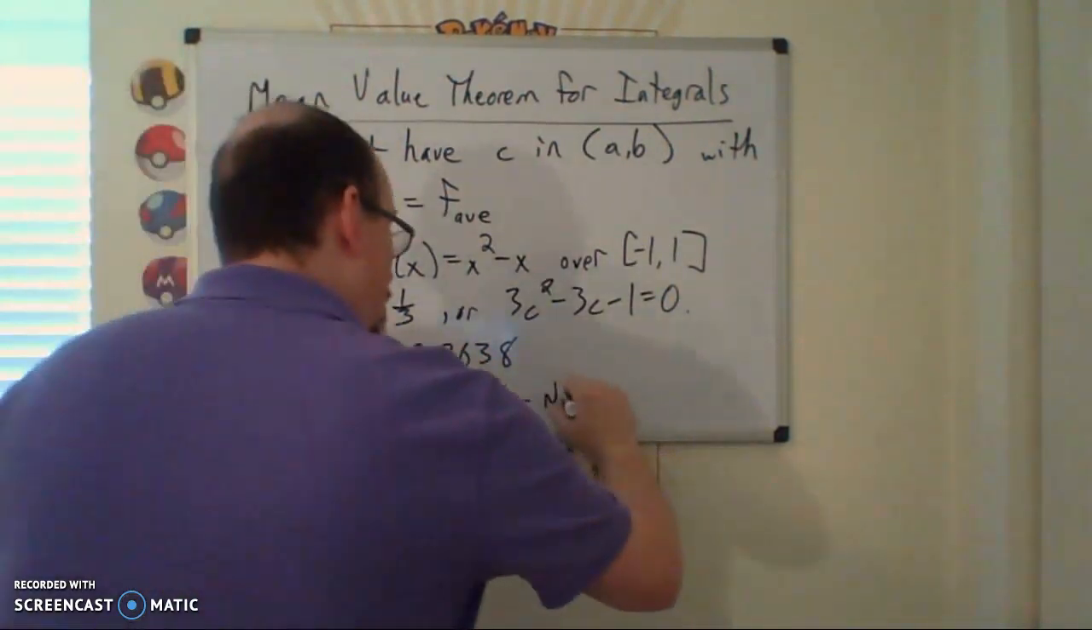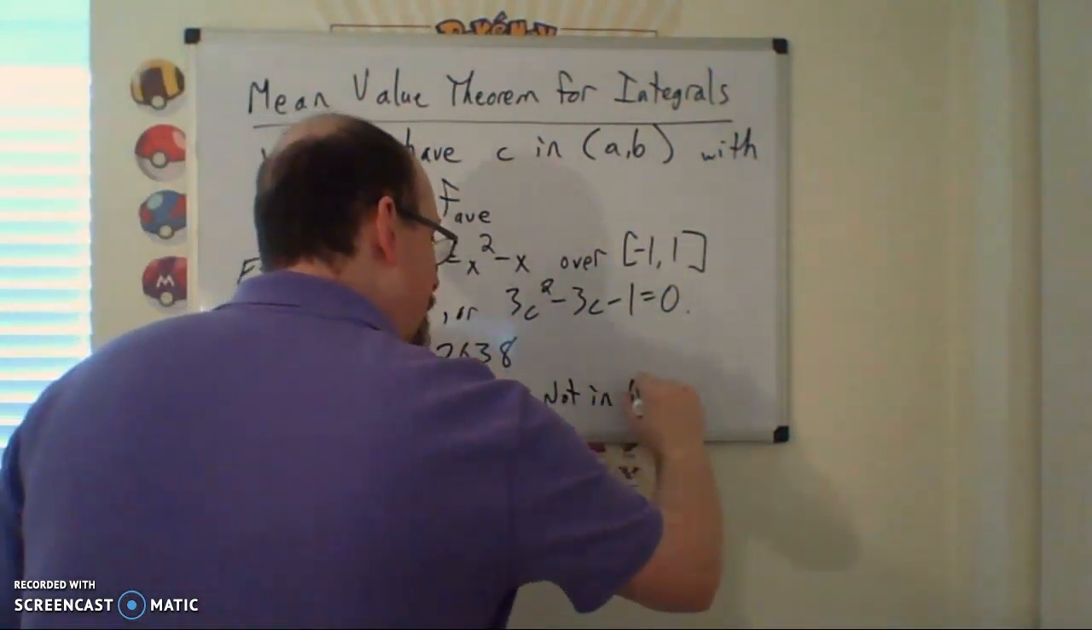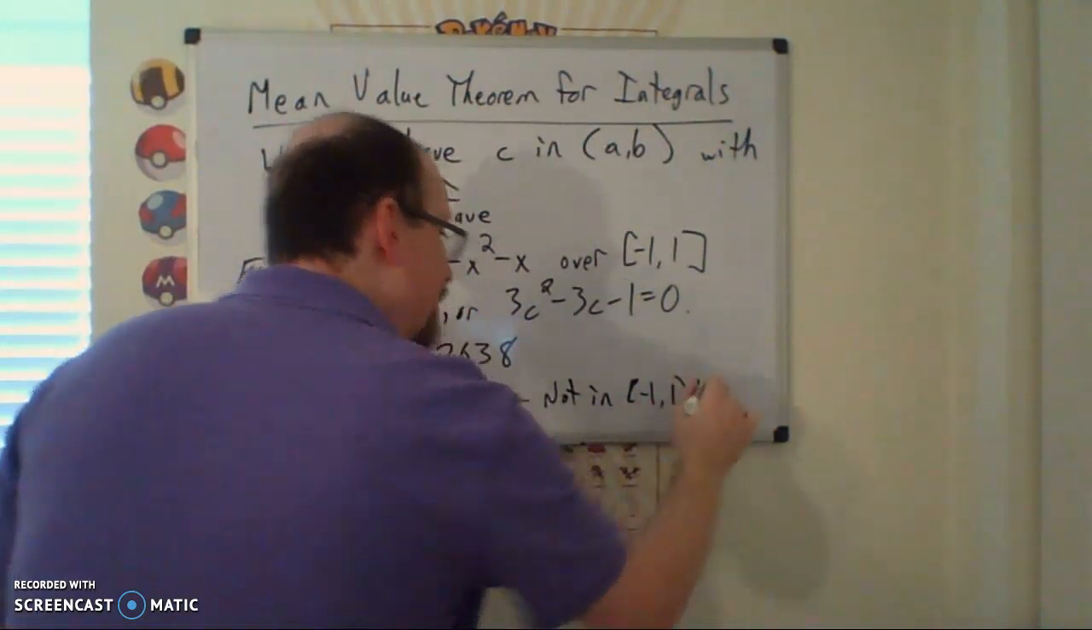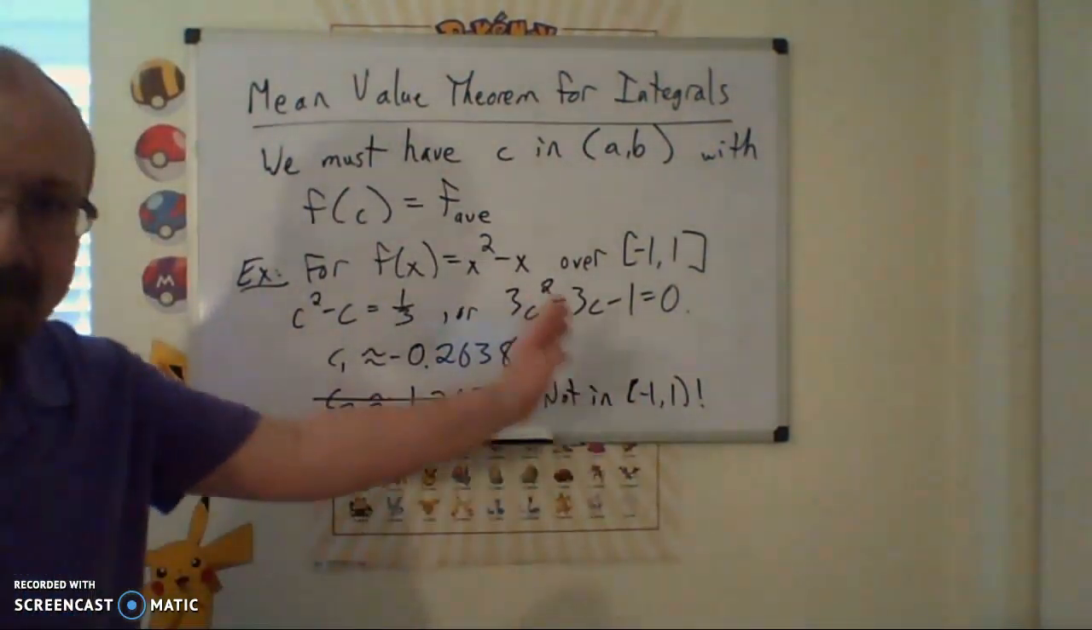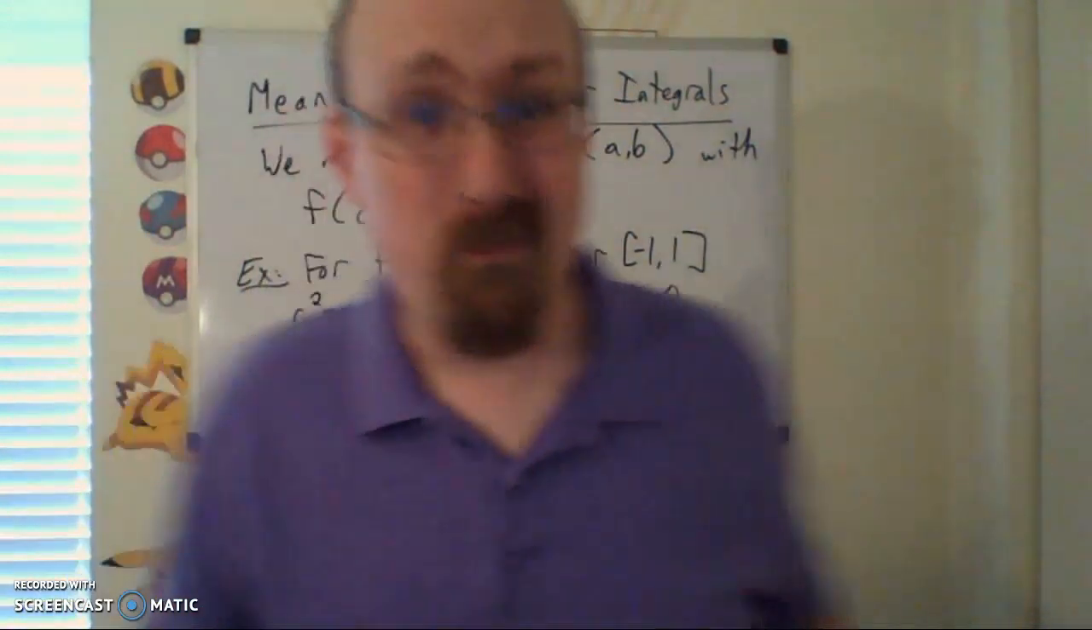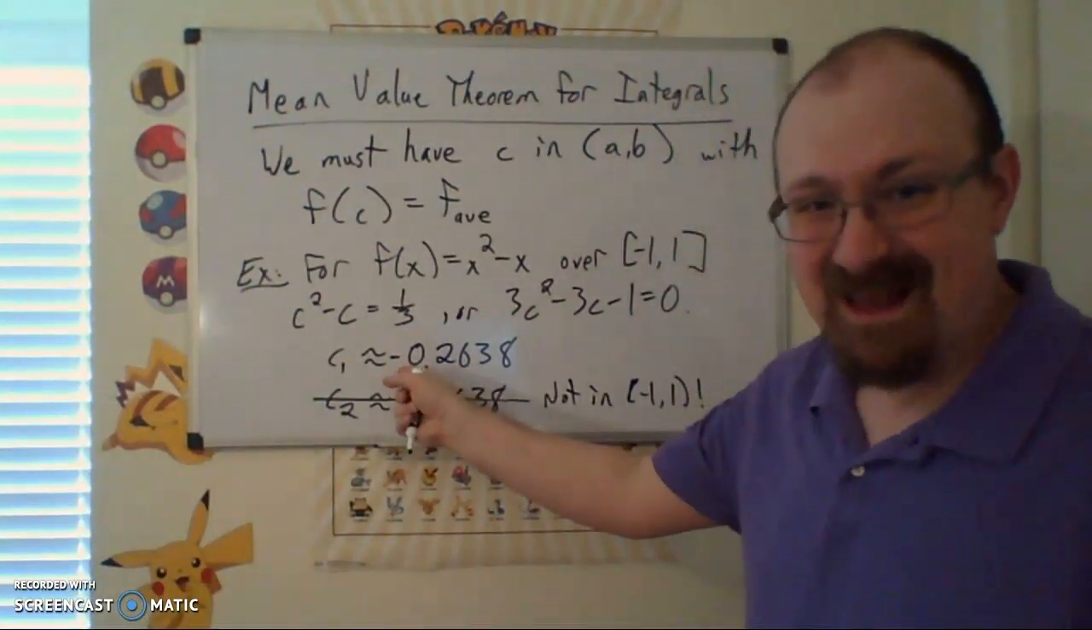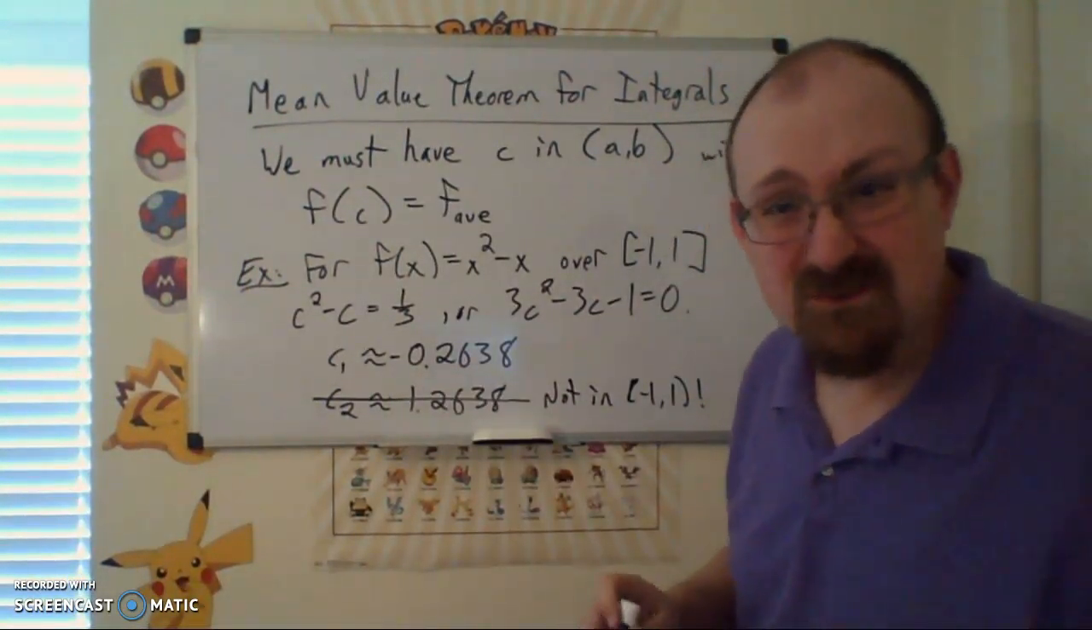Since that's not in the interval, forget him. He doesn't matter. He's not what we're interested in. That's the one we're interested in, this negative 0.26 value.